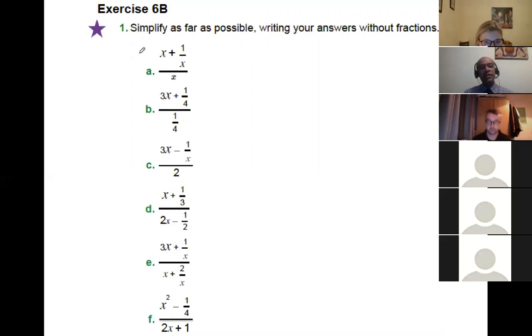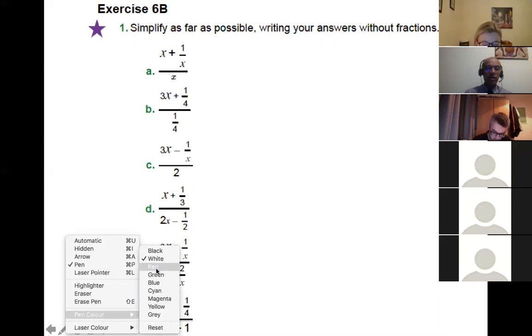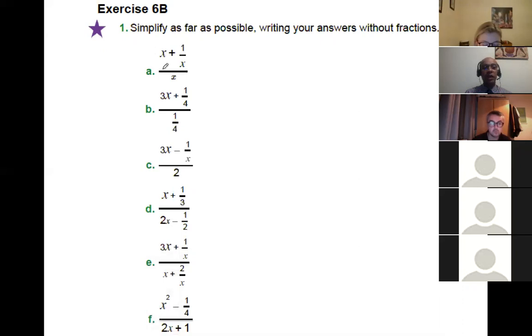So whenever I see this, remember what I said? I need to get rid of that x. When we had numbers, to get rid of the number, we times it by the number. So to get rid of this x, I need to times by x. So that's going to be my first step. I need to times that whole top part by x and times the bottom part by x to keep the same ratio.